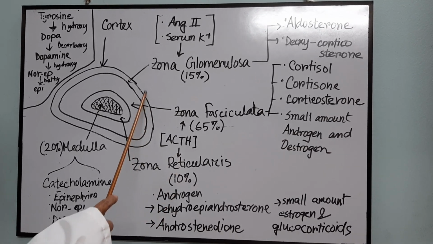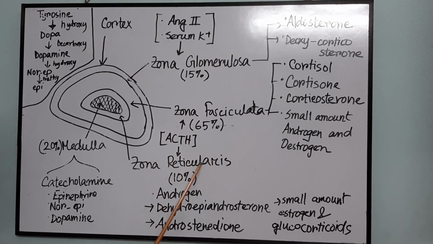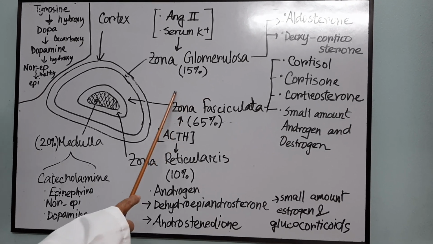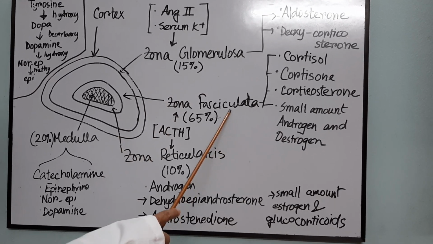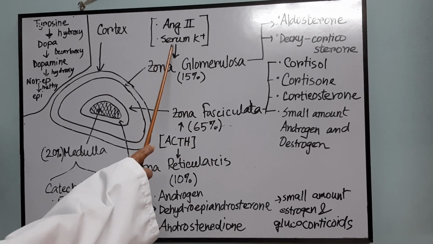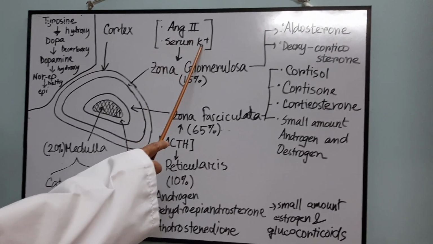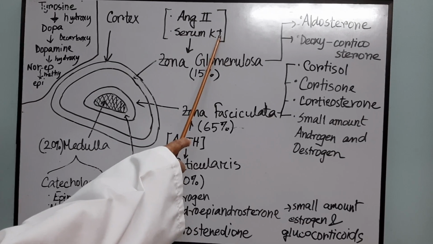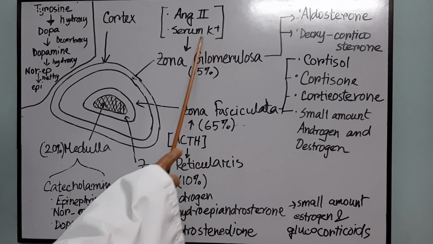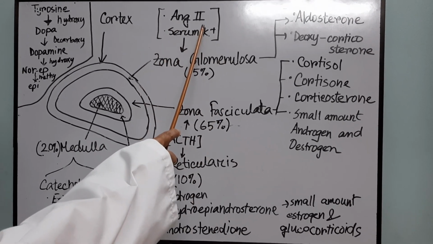On a histological basis, it is three layers: zona glomerulosa, zona fasciculata, and zona reticularis. But functionally, it has two layers. These two layers act as a single layer. The zona glomerulosa secretion is controlled by angiotensin II and the plasma serum concentration of potassium. That is, the serum concentration of potassium regulates the secretion of zona glomerulosa along with angiotensin II.